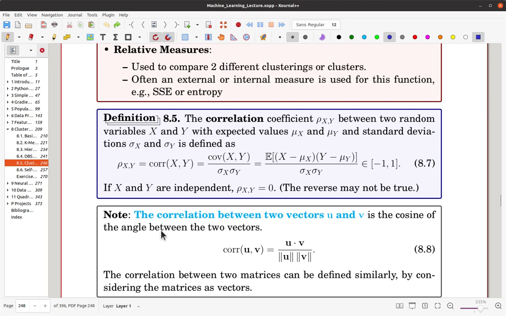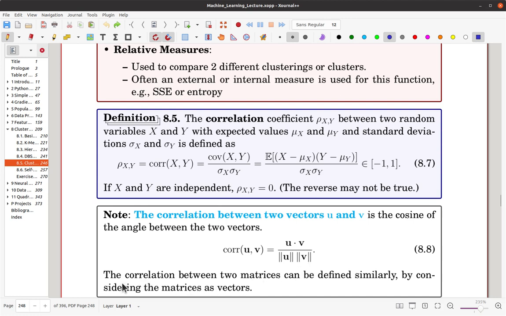Now, for two vectors u and v, we can define correlation in this way. That is exactly cosine. The correlation is exactly cosine: the dot product divided by the product of their norms. So that's exactly cosine.